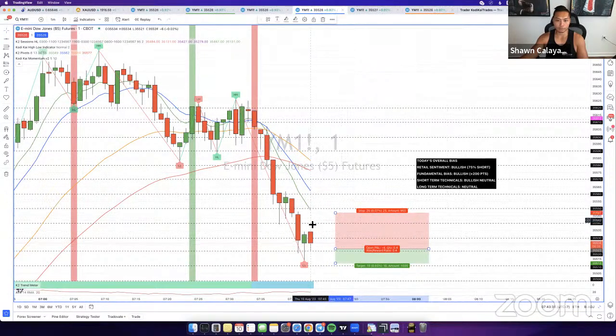So maybe the next 1 or 2 candles, if price continues to push down lower, then this pivot's going to shift above here, and this pivot's going to shift below here, and then this trend mirror down here is going to start to turn red. It's just a matter of time, it's just a matter of patience until we get to that point.